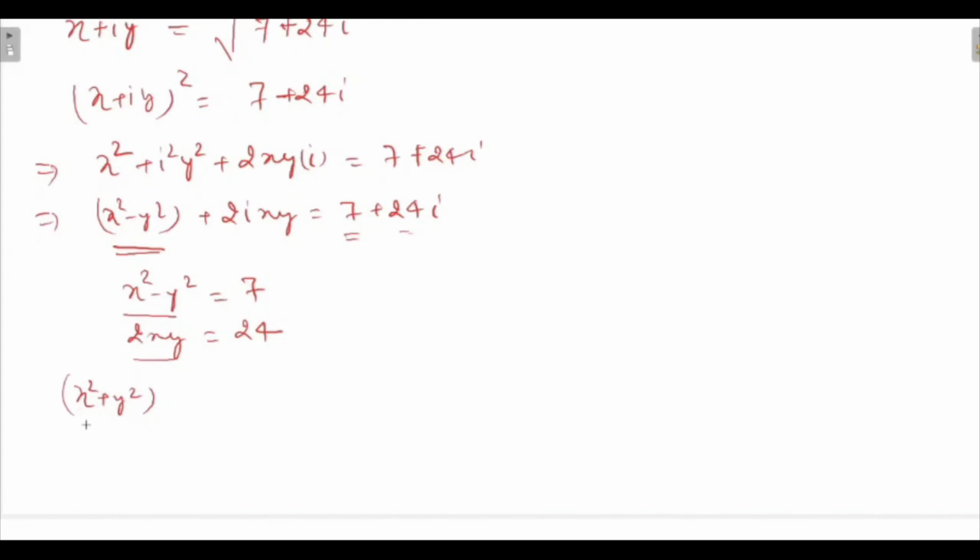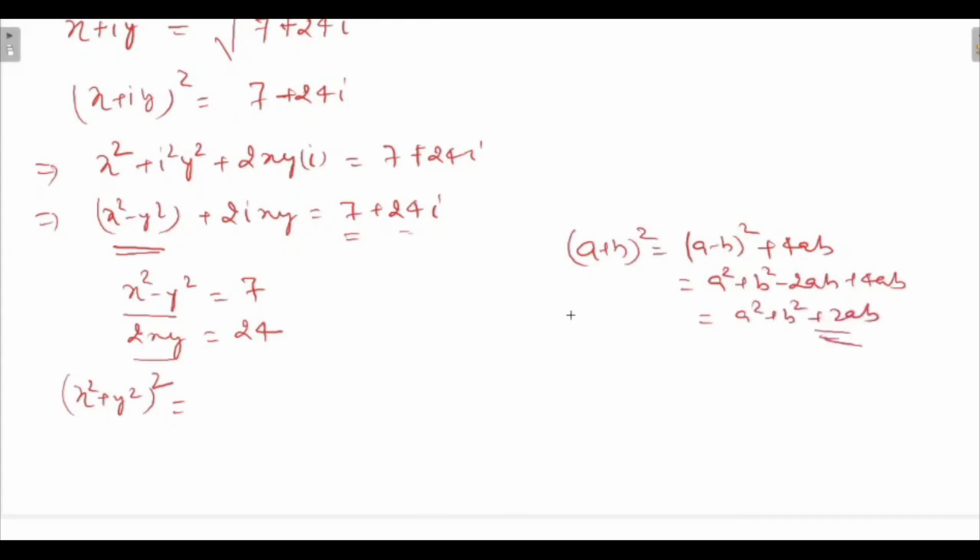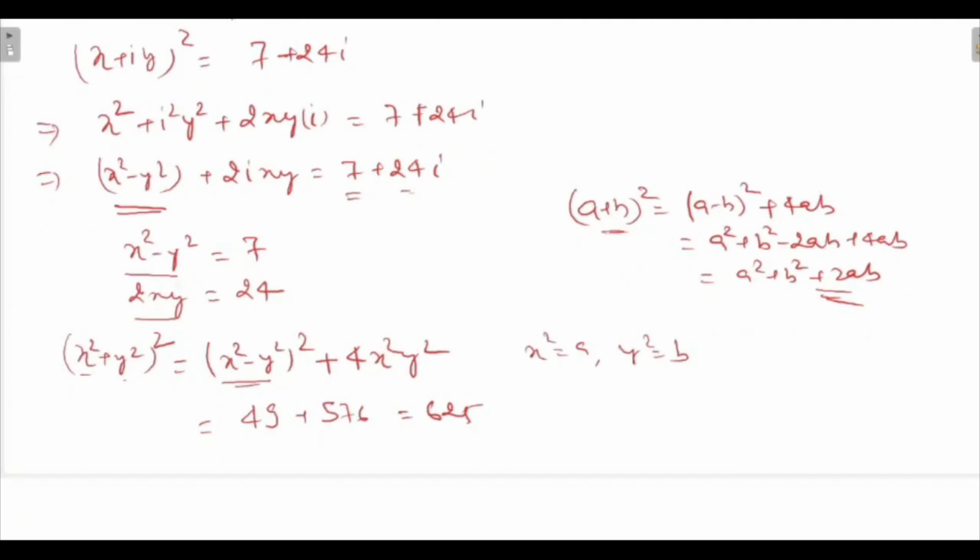So I'm writing x square plus y square whole square. If you know, a plus b whole square is equal to a minus b whole square plus 4ab. I can write that, right? Because a square plus b square minus 2ab plus 4ab is equal to a square plus b square plus 2ab. So x square plus y square whole square is equal to x square minus y square whole square plus 4 times x square y square. x square minus y square is 7, so 7 square is 49. 2xy is 24, so whole square of that is 576, and this equals 625. So my x square plus y square will be the square root of 625, which is 25.